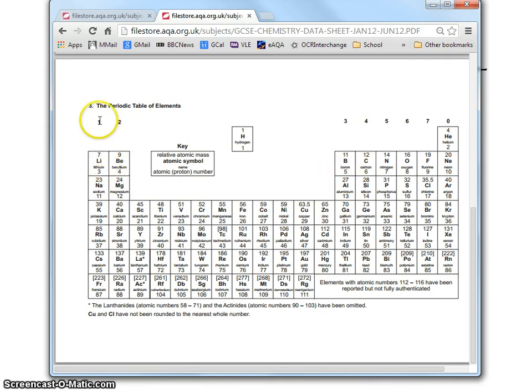And so these will lose 1 electron. Group 1s therefore form 1 plus ions. The group 2, because they lose 2 electrons, form 2 plus ions. And the group 3, they form 3 plus ions.